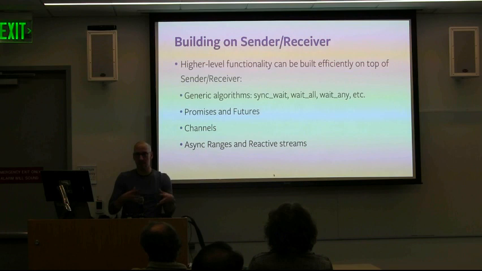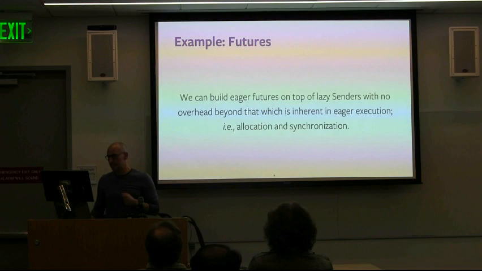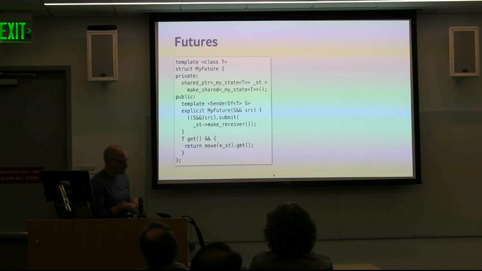And so let's take one example. Let's build something like std::future on top of sender-receiver. Let's see what that looks like. Okay, so let's build a class, it's called myFuture. It's got a constructor that takes a sender of a T.